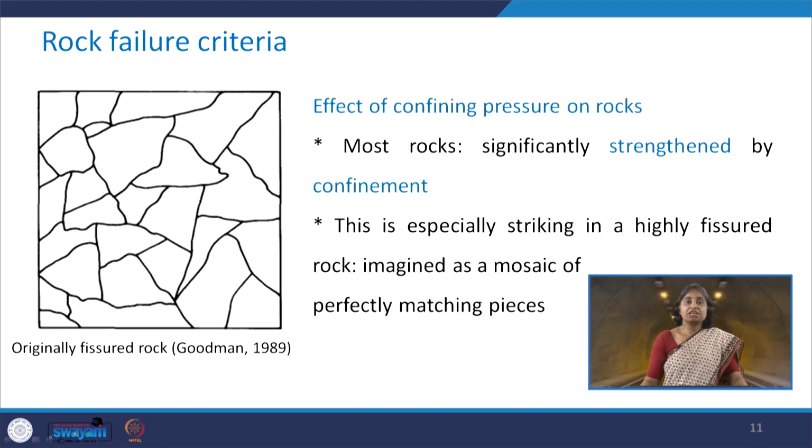Now, coming to some aspects related to rock failure criteria, before I go to any particular failure criterion, let us try to understand what exactly is the mechanics behind the failure of the rock. The confining pressure has a significant influence on the failure pattern of the rocks. Most rocks are significantly strengthened by confinement.